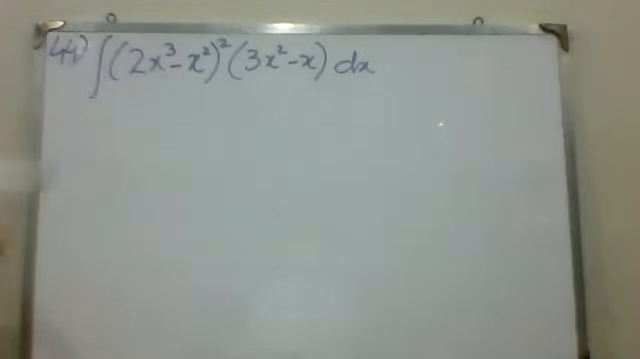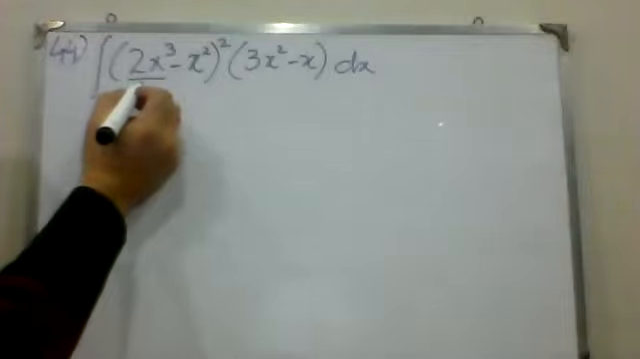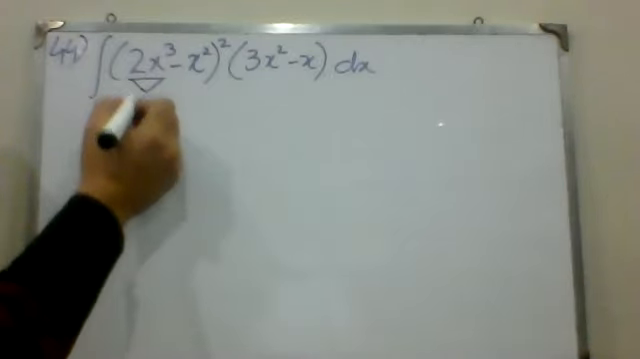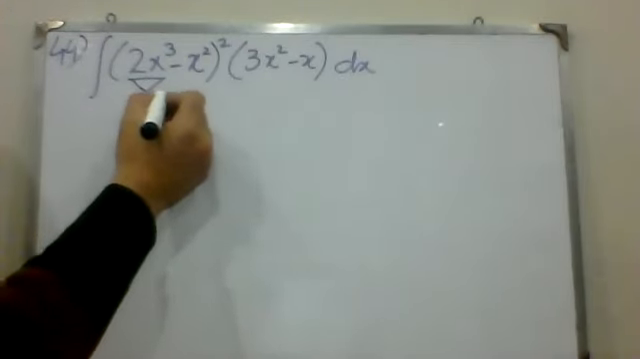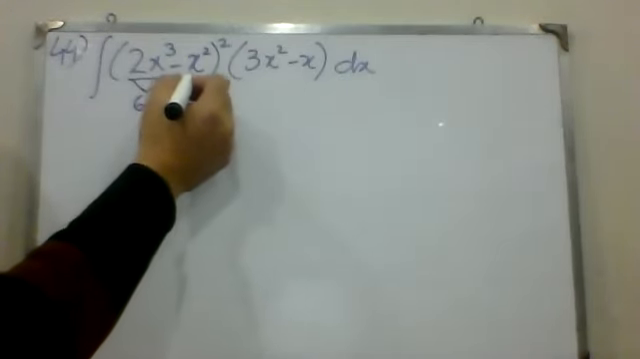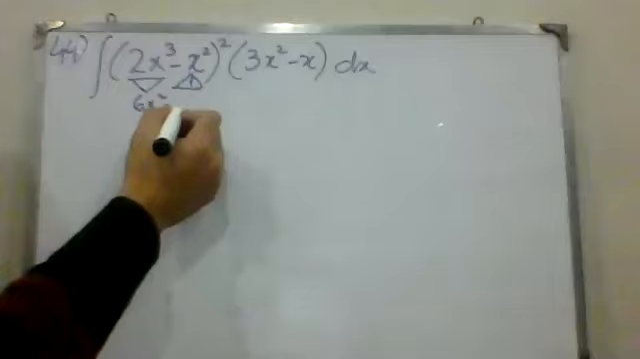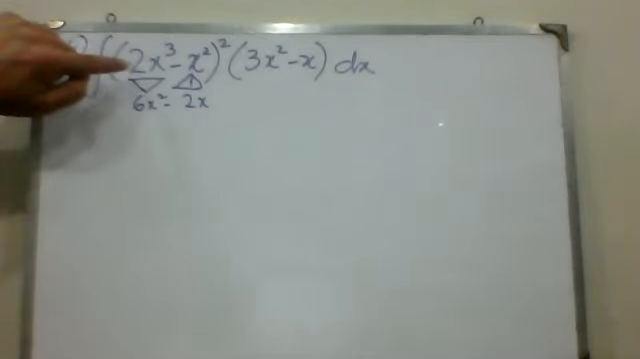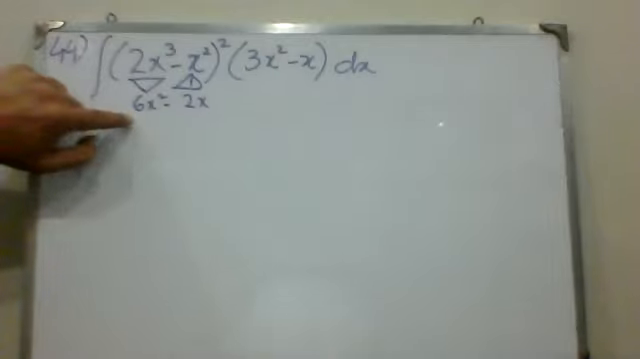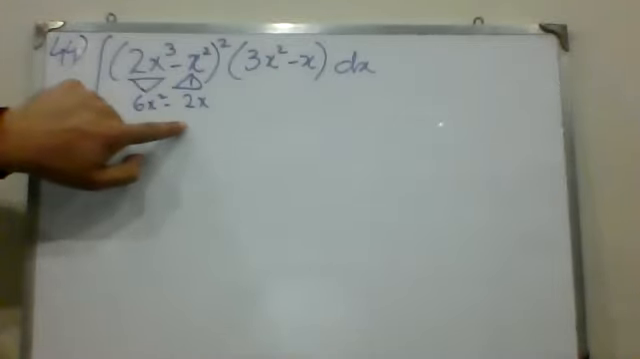Okay, now tell me, what is the derivative of that term? 2x to the power 3. What is the derivative of that function? 6x square. Minus, and the derivative of x square is what? 2x. So the derivative of 2x cube is 6x square and the derivative of x square is 2x.